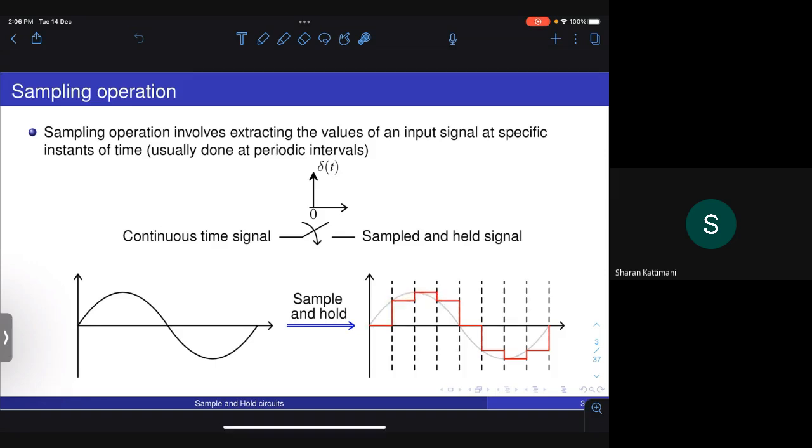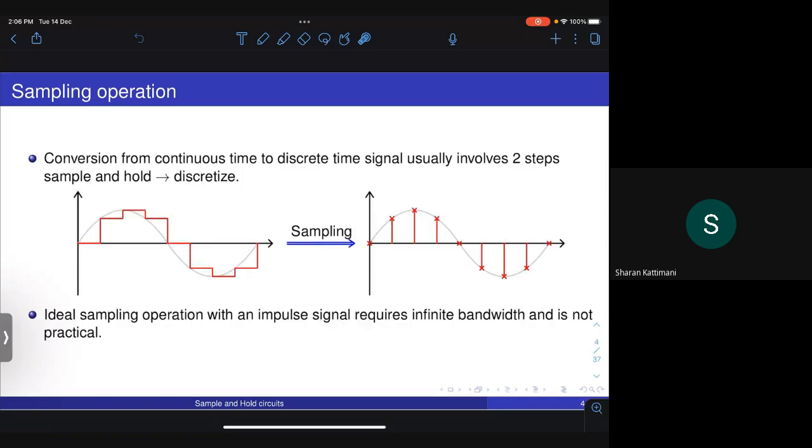An ideal switch has zero on resistance and infinite off resistance. If you give it an impulse signal as the switch signal, an impulse has area under the curve of 1. It has a non-zero value only at time t equal to 0, and is 0 everywhere else. When you multiply these two, you should get a discrete time signal. But when you use it as a switch, essentially what you get is a sample and hold signal. Conversion from continuous time to discrete time usually involves two steps: first sample and hold, and then you discretize it.